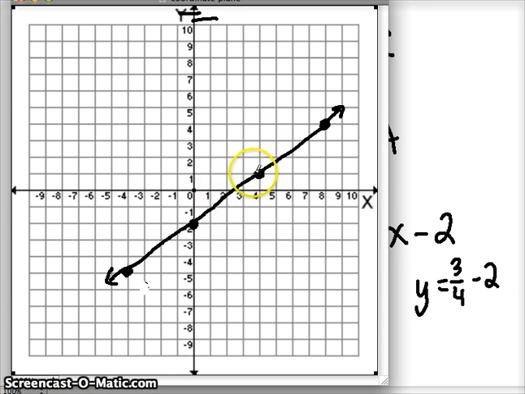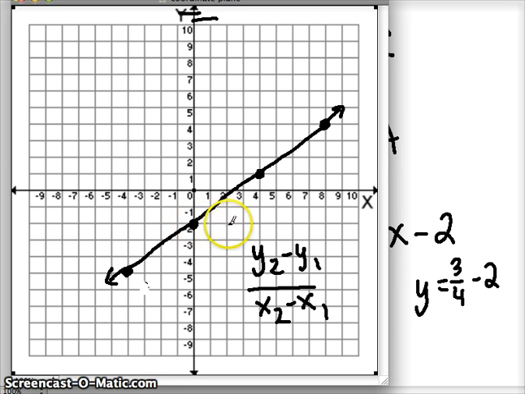You can always take 2 points. Remember, we got our slope formula if we can't count it, or if we want to make absolutely sure. We could use that, take 2 points to find the slope. Or we could just count. 1, 2, 3, goes up 3, rises 3, and 1, 2, 3, 4, it runs 4. So the slope is going to be 3 over 4. But let's check and make sure.